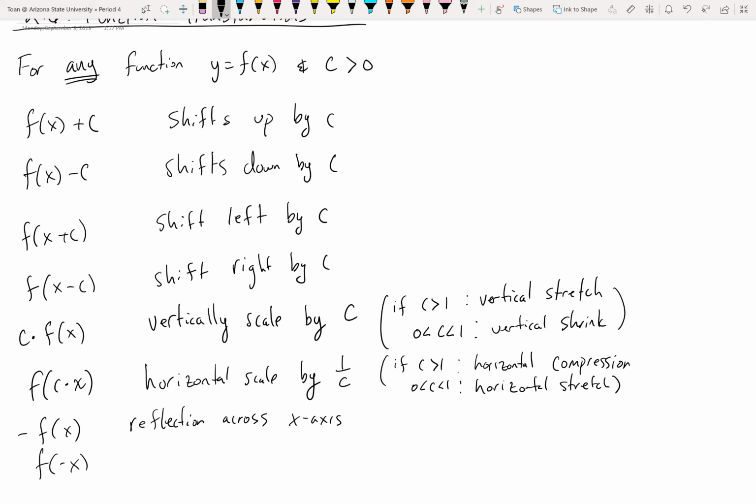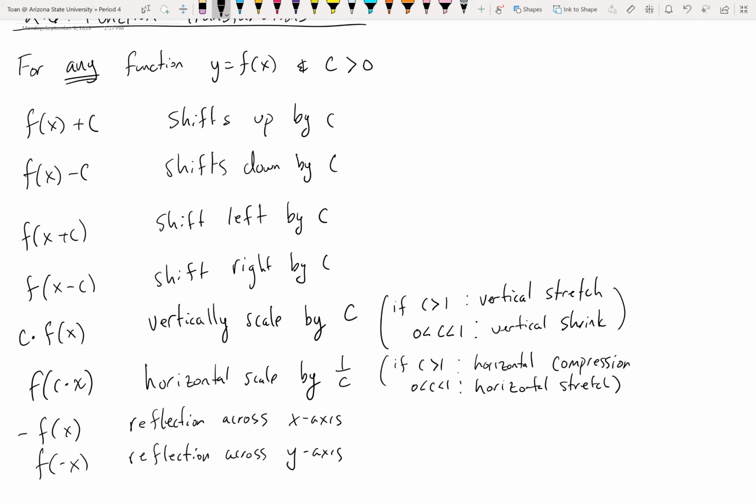But we saw that if we multiply the x directly by a negative, you flipped it left to right. The official math description is a reflection across, you guys can probably guess, the y-axis. Right.